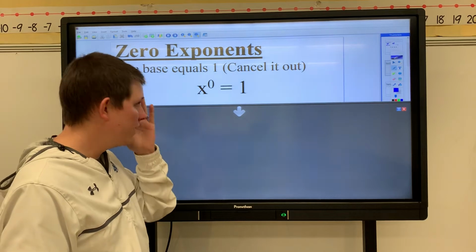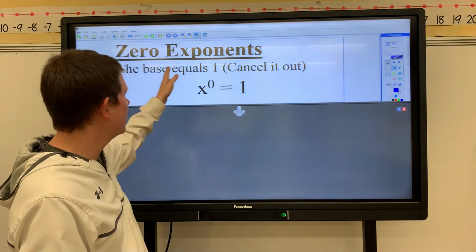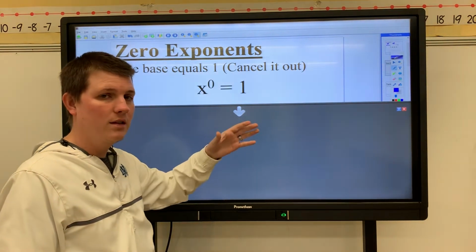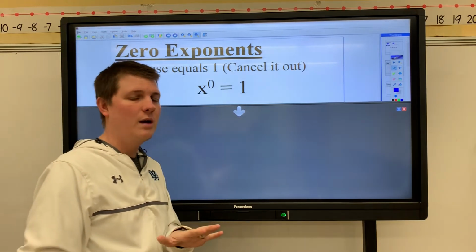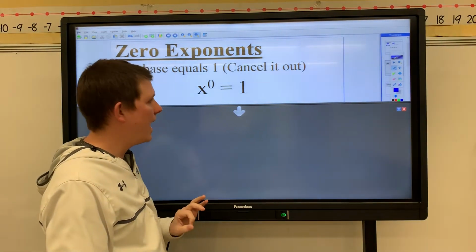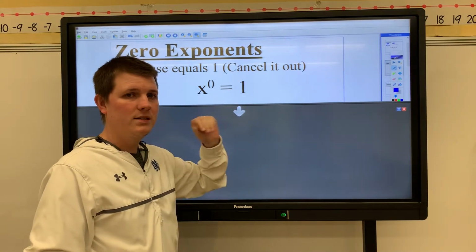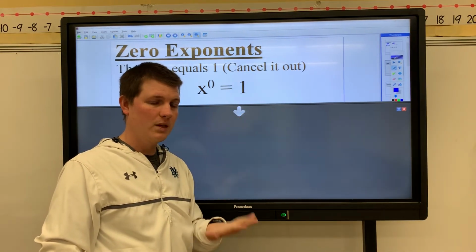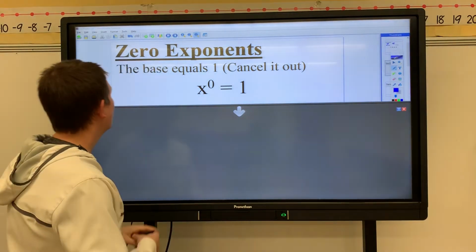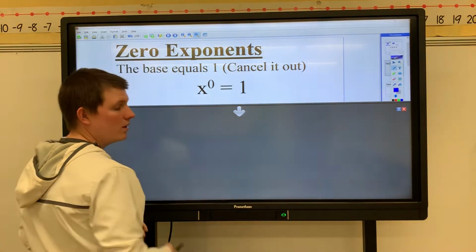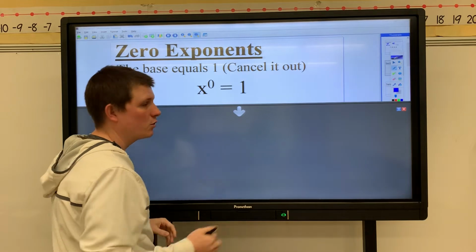Now, I phrased this very specifically. I said the base equals 1. Not the whole thing. The base equals 1. Now, that doesn't make sense to you now, but it will in a second. The other part that I have, which probably doesn't make sense to you yet, but it will, is cancel it out. When it's a 0 exponent, you're going to cancel it out. We'll talk more about that in a second. So when the exponent is 0, the base becomes a 1.